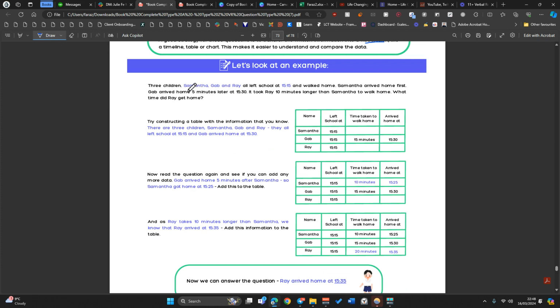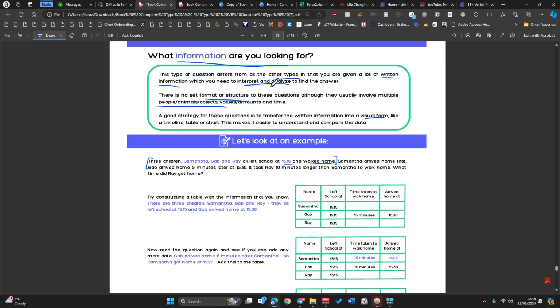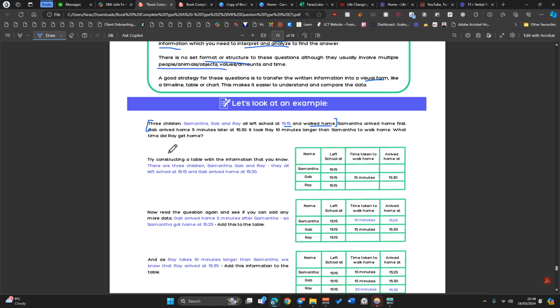So this one is 3 children, Samantha, Gab and Ray, who all left school at 15:15, so that's 3:15, and then they walked home. Whenever you're looking at a question like this, especially when it's a big paragraph, you want to break it down into sections, like I do whenever I'm reading instructions. You do the same thing to a question. So again, there's 3 children here. You can even draw them out. They're leaving at 3:15 and they're walking home.